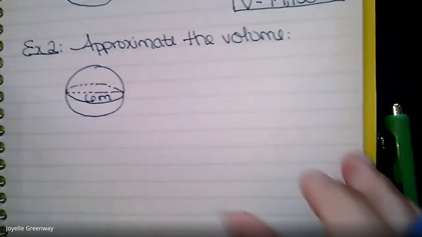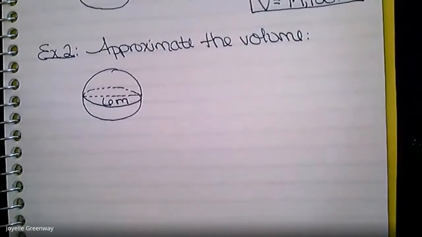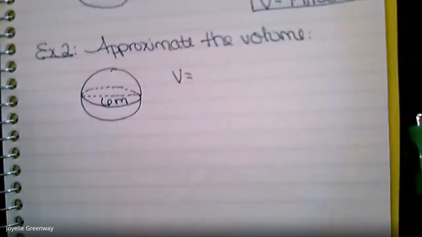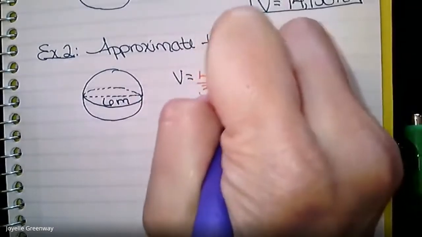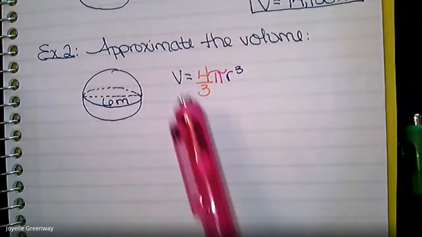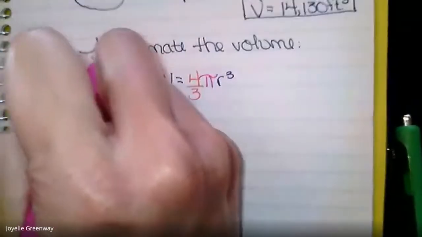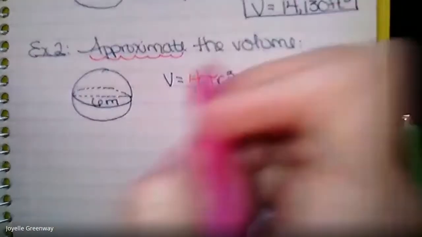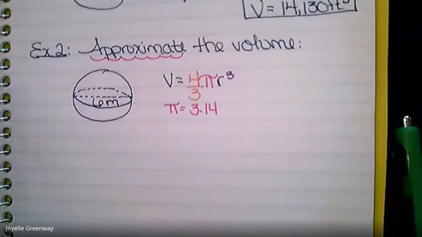So let's remember the formula for the volume of a sphere. So we have that volume is equal to 4/3 pi r cubed. And the directions tell us that we are approximating the volume. So that means for pi, I'm going to use 3.14.